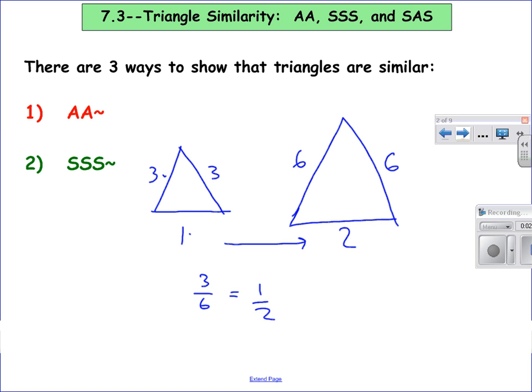So the scale factor of that guy would be 1 to 2, going from, let's call this triangle A, call this triangle B, basically, if I'm going from triangle A to B, my scale factor would be 1 to 2. From B to A, it would be 2 to 1. Okay, so if all three sides hold the same ratio, then we have something that's the same shape but different size.